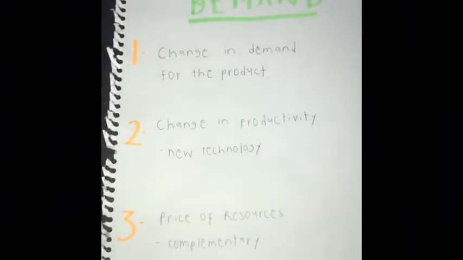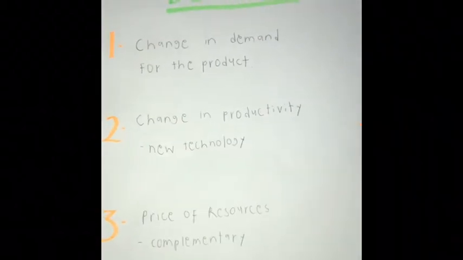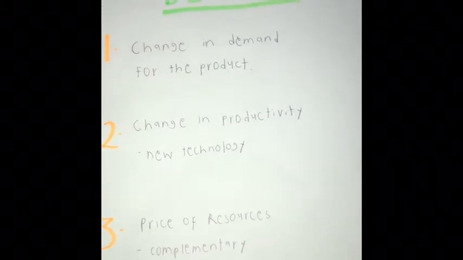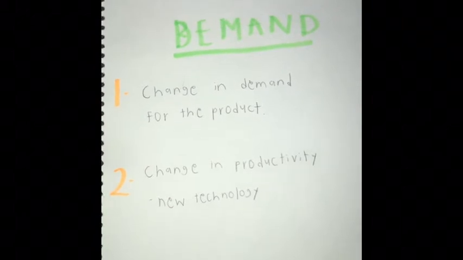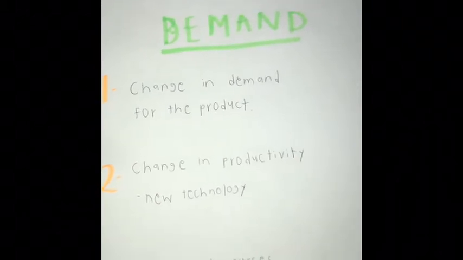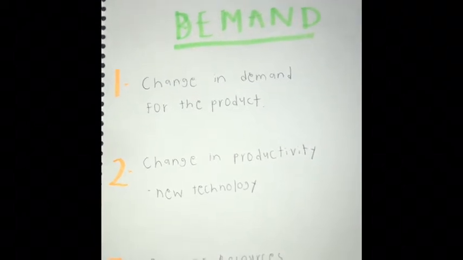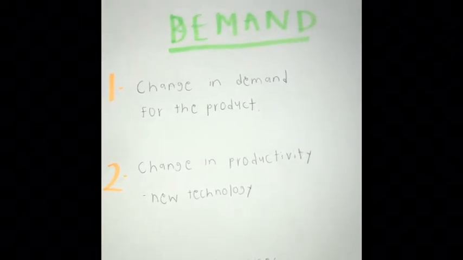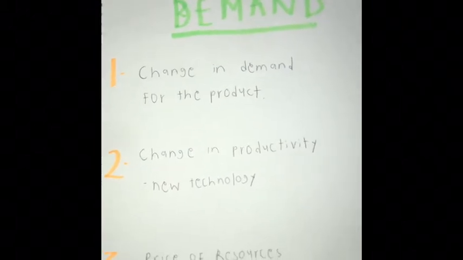Last but not least are the three shifters of demand and supply. Now I'm going to focus on the demand first. First shifter is change in demand for the product. An increase in demand for a product, let's say protein bars, ultimately increases the price, therefore the marginal revenue product of the resource used to make the protein bars, aka the worker, is ultimately increased. So it shifts the demand curve to the right.